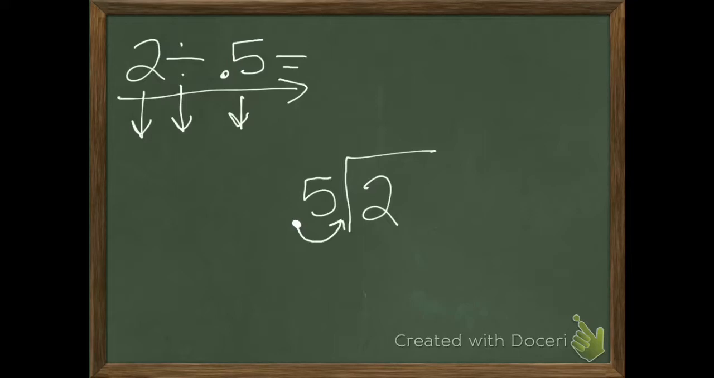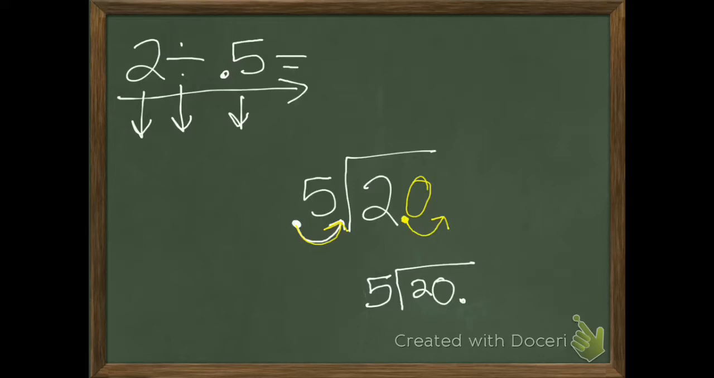Whatever we do on the outside, we must do on the inside. So on your 2, where does the decimal start if there is no decimal? It starts at the back like a period. So since we moved this decimal over 1 spot to get rid of it, we have to move the decimal inside over 1 spot. When we do that, what number do we put in the blank? 0. So our new problem now, after moving the decimals, looks like 5 divided by 20.